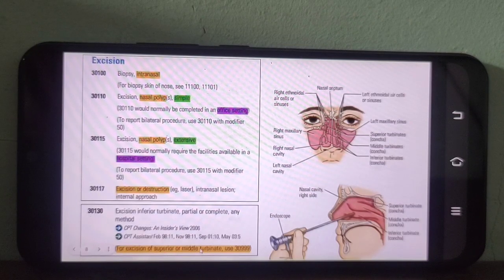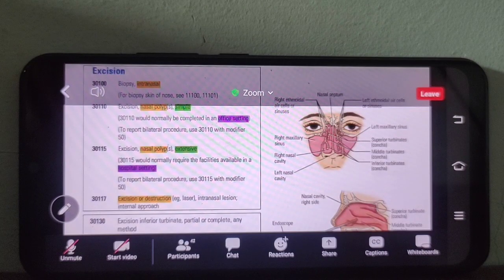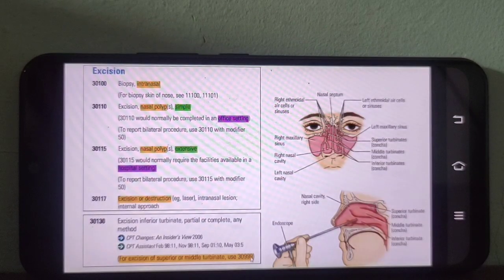Here the hint is also present. Excision of superior or middle turbinate means go for the unlisted procedure code. Here they are clearly mentioned. This is a hint. We already discussed that you must give importance to superior or middle turbinate, which means you must give the unlisted procedure code. How can we determine the code is unlisted? If the code ends with 99 or 999, that type of code is an unlisted procedure code.